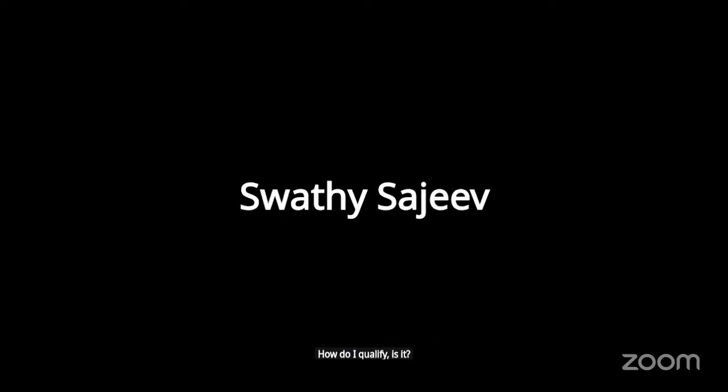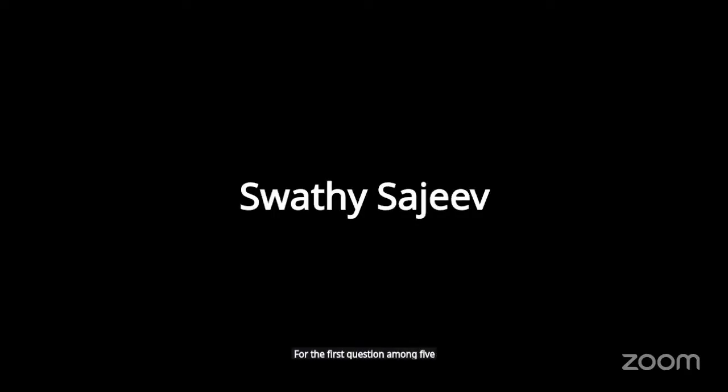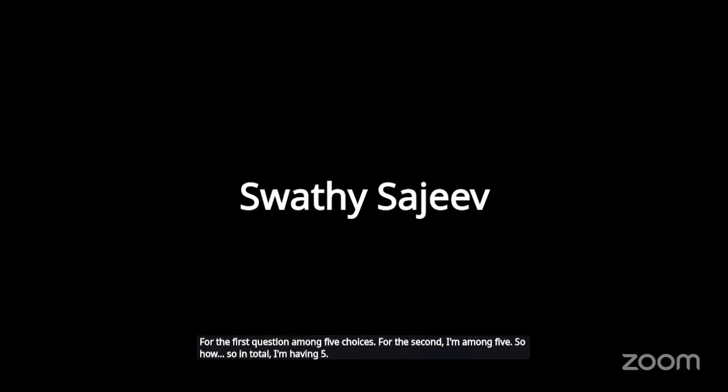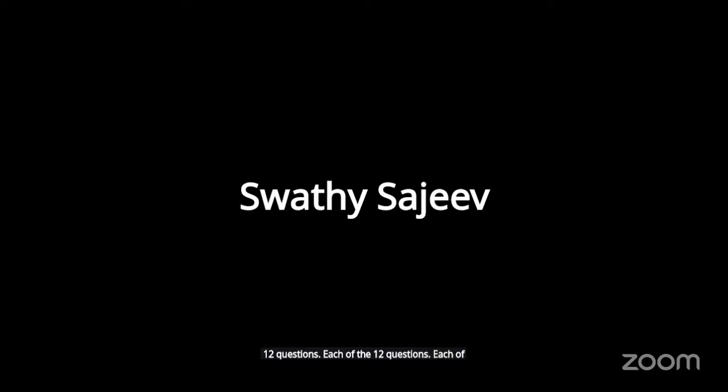So it will be 5 raised to the power 12, correct? For the first question I have five choices, for the second five. In total I have 12 questions, and for each question I have five choices. So how many possible ways can we attempt the question? 5 raised to the power?